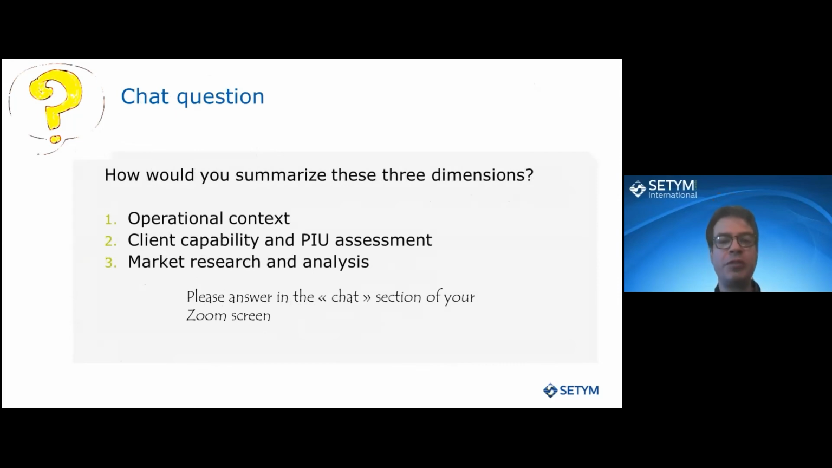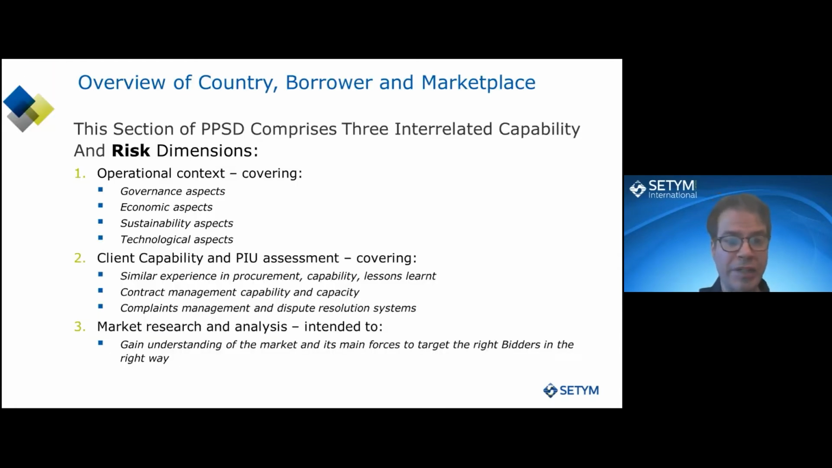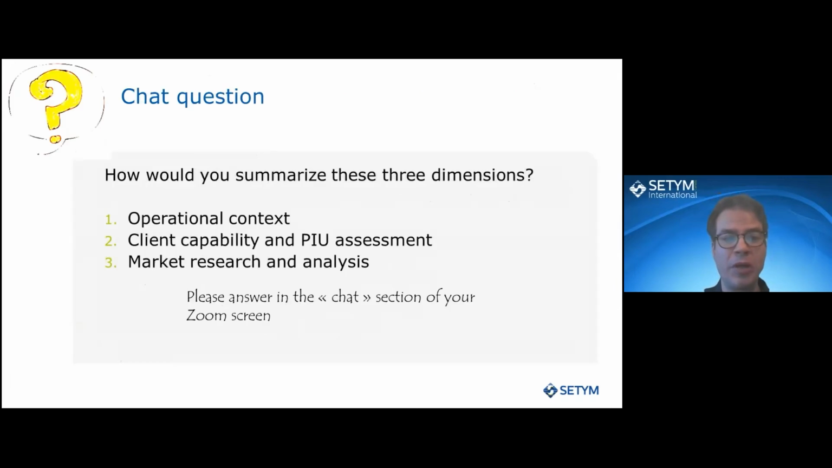A question for you in the chat. How would you summarize these 3 dimensions: operational context, client capability and PIU assessment, and market research and analysis? They're all the 3 areas that you find here in the 2nd section of your PPSD. They're the tools borrowed from project management. So you can answer in the chat, but I see people are a little bit shy today, which is normal. You all answered you were not very familiar with the PPSD.